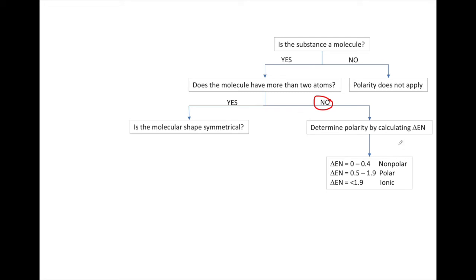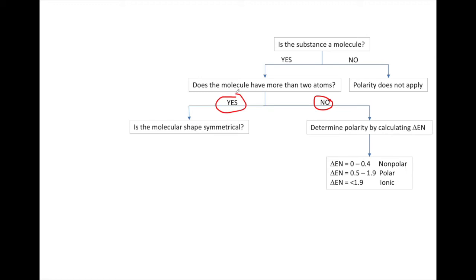ionic. So we have a separate video lecture on how to determine the polarity for diatomic molecules, those with only 2 atoms, because they only have 1 bond. We just look at the difference in electronegativity. But what we want to focus on here are the polyatomic molecules. So does the molecule have more than 2 atoms?